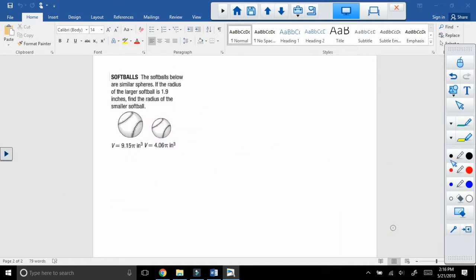And then for this last example here, it gives us these softballs are similar spheres. If the radius of the larger softball is 1.9, find the radius of the smaller softball. Same type of example as the last one. We have the ratio for volume.